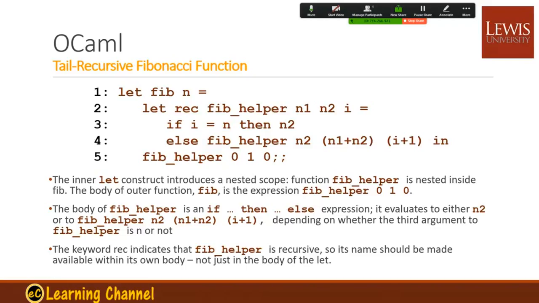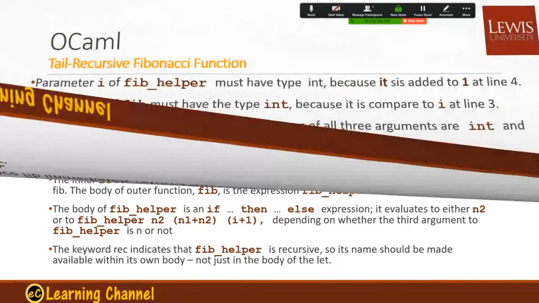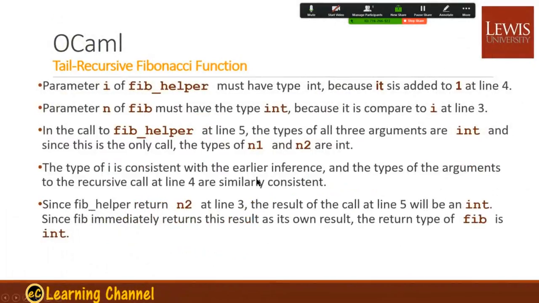The keyword rec indicates that the Fibonacci helper is recursive. So rec means it is recursive. So it's actually running the recursive fib helper of n1, n2, and i. Tail recursive Fibonacci function: we try to minimize the number of operations after the recursive call is done, especially not to do anything. We will call that a tail recursive function.